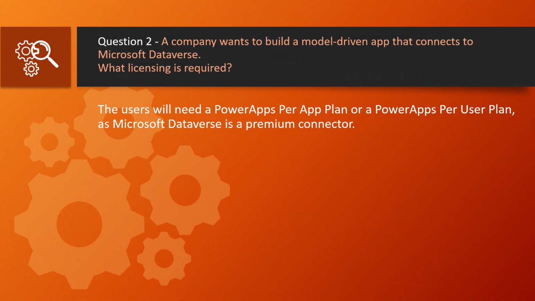Second one, a company wants to build a model driven app that connects to Microsoft Dataverse. So here the requirement is that we need to create a model driven app, and the data source for that model driven app will be the Dataverse. So what licensing will be required in this case? The user will need the Power Apps per app plan or Power Apps per user plan, because here Microsoft Dataverse is a premium connector.